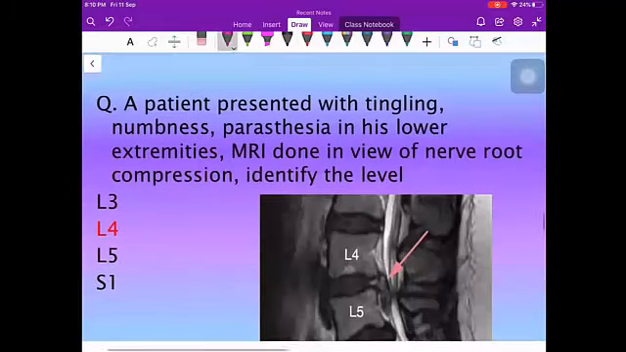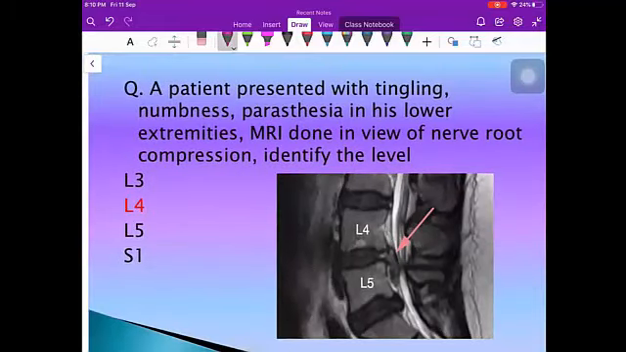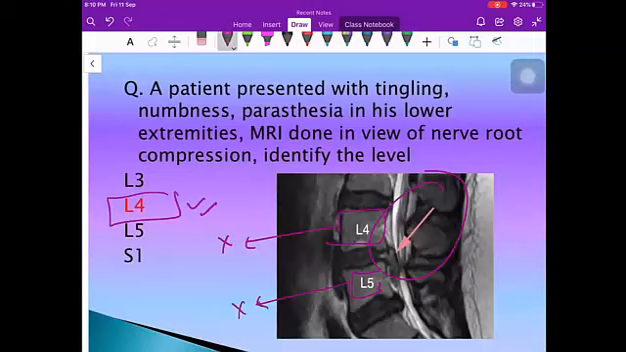Next, a patient presented with tingling, numbness, and paresthesias in his lower extremities. An MRI scan was done, showing a view of nerve root compression. You have to identify the level. Well, in that question, the vertebral names were not mentioned. Okay, only the arrow was there. So the answer was L4. Nerve root compression at L4 level.